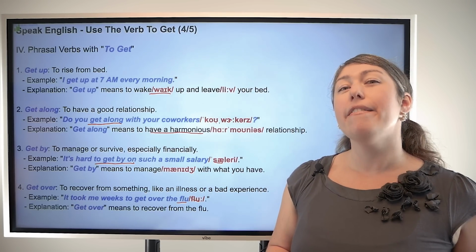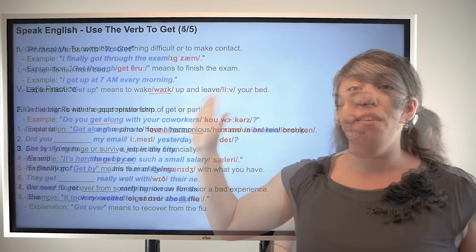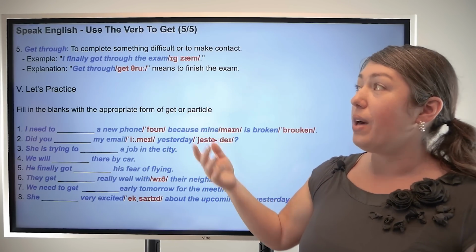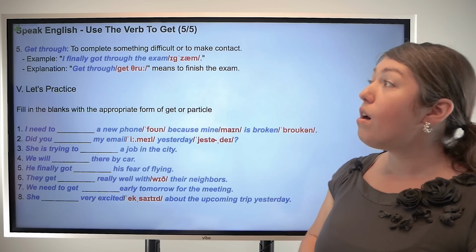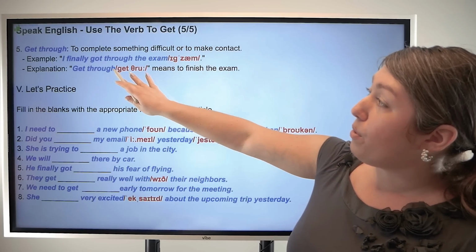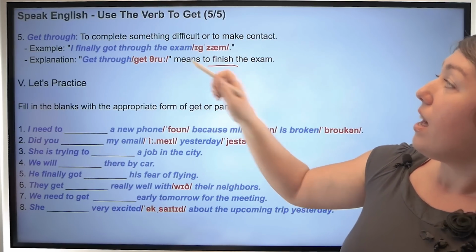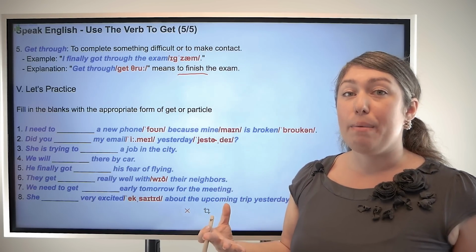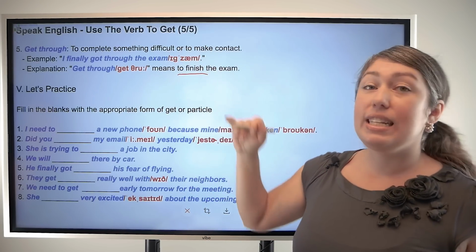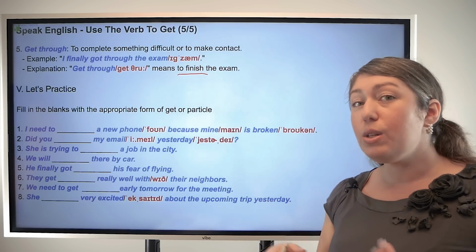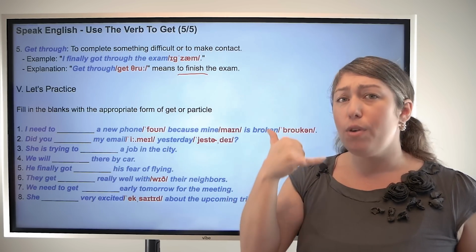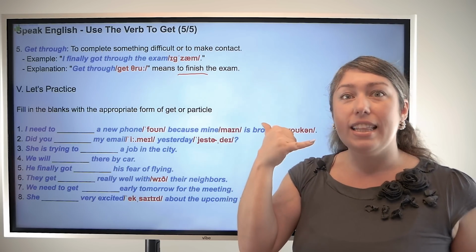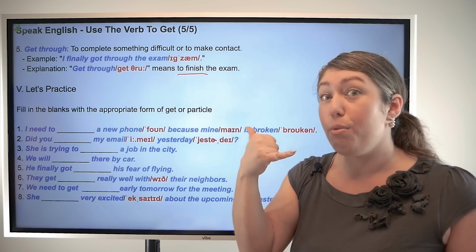Flu. Very good. The 5th phrasal verb is get through, and this means to complete something difficult or to make contact. For example, I finally got through the exam means you finished the exam. You completed something difficult. But it can also mean to make contact. For example, I was phoning and phoning and phoning and no one answered, but finally someone answered. I was able to get through.